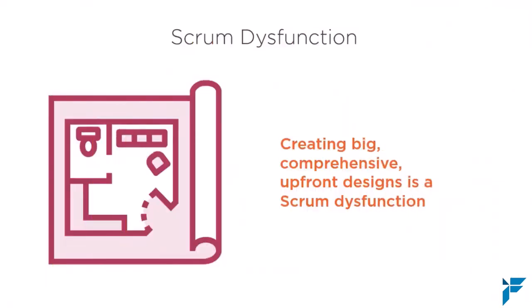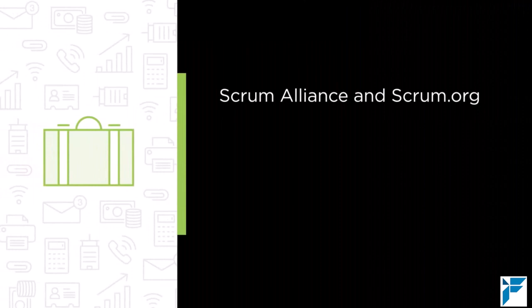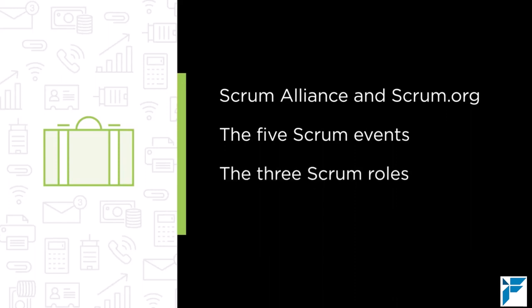In this course, you will validate what you already know about Scrum, plus fill in any gaps and correct any misconceptions you may have about Scrum. Some of the major topics we will cover include the certification differences between the Scrum Alliance and Scrum.org, the 5 Scrum events, the 3 Scrum roles, the 3 Scrum artifacts.